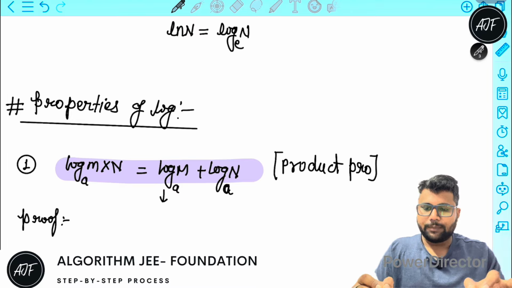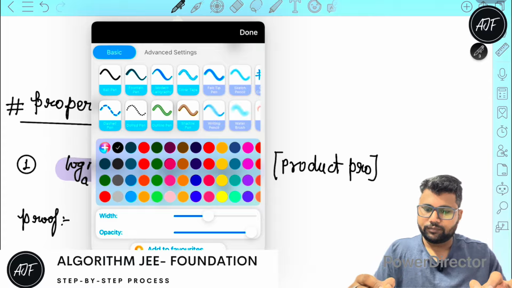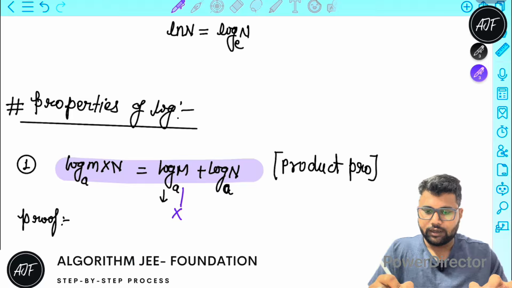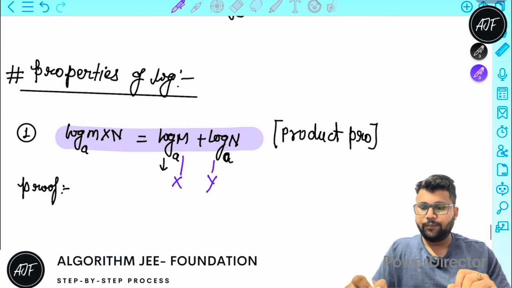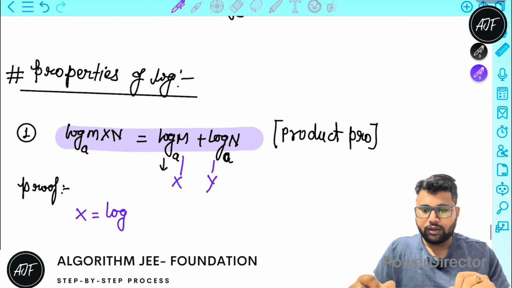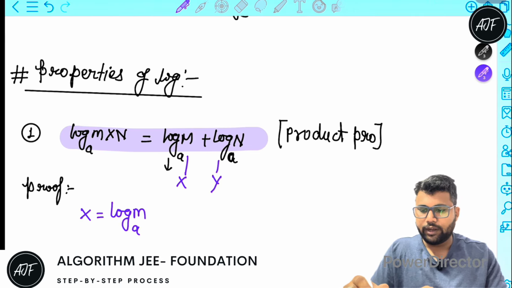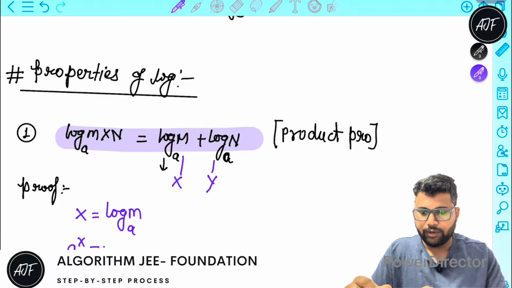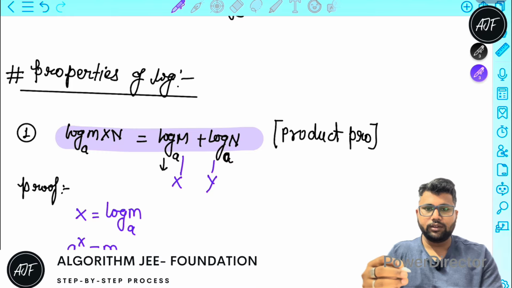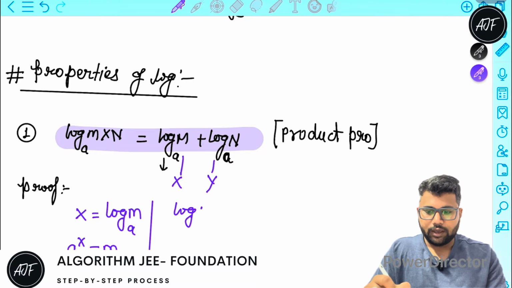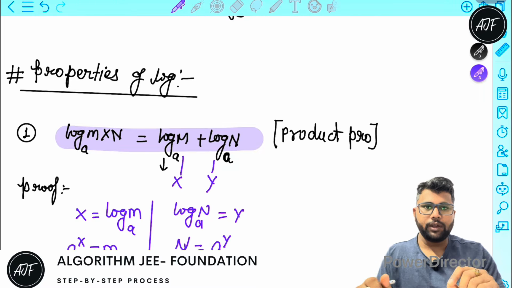Now we will discuss the proof of this also. Suppose you assume that log m is x and log n is y. Now see, x means log m to the base a. So shifting to this side, converting it, we get the exponent: a to the power x is equal to m. If you shift a, the base, to this side, it is converted into an anti-log. Same for n: you can assume it is y. Now n is equal to a to the power y, the same exponential shifting.